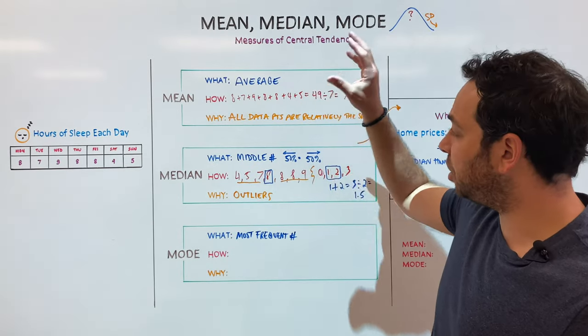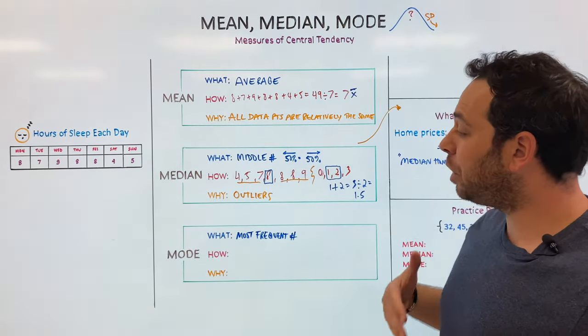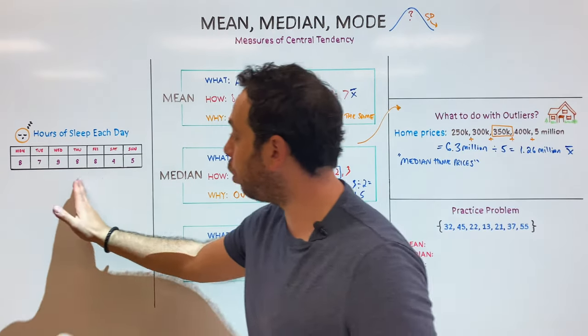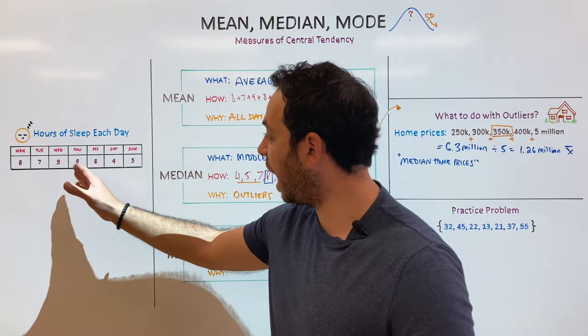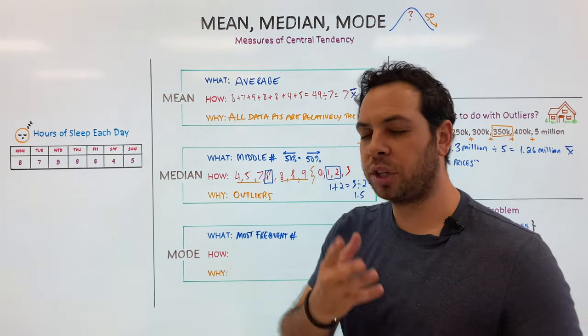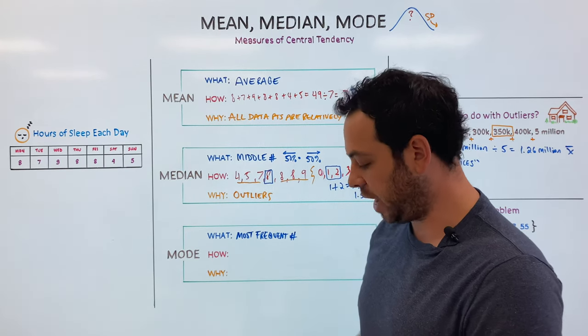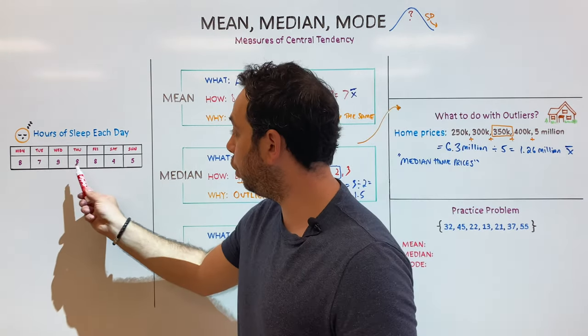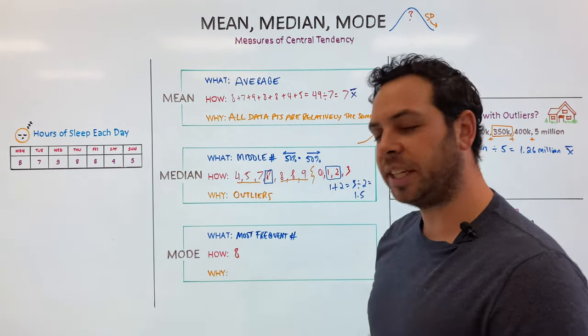In the mean, you add up the sum, you divide it by the total data points, and then in the median, you line them up. With a mode, you just look for the data point that occurs the most frequent. We have 8, 7, 9, 8, 8, 4, 5. So that's you guys. What's our mode? Which number occurs most frequent? The answer? 1, 2, 3. The number 8 occurs 3 times, so 8 is our mode.